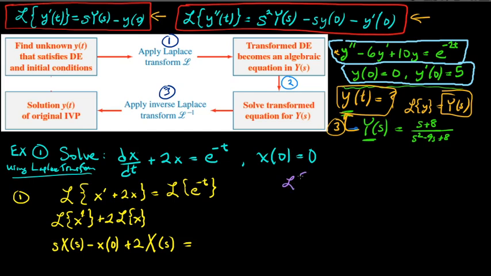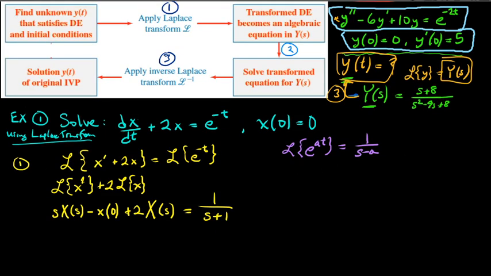All right, now what's the Laplace transform of e to the negative t? Well, I'll have to remind you, the Laplace transform of e to the at was just 1 over s minus a. And so here a is negative 1, which means this will just be 1 over s minus negative 1, or s plus 1. Okay, so that's step one. We took the Laplace transform of both sides.